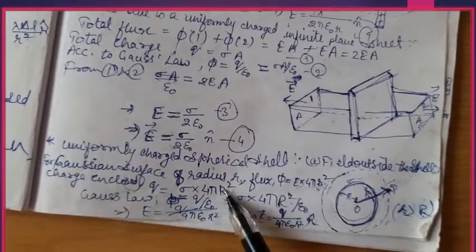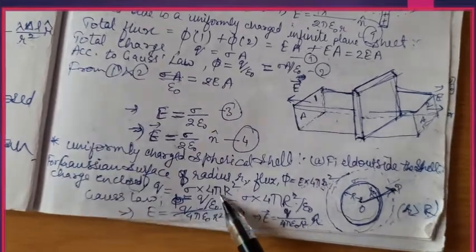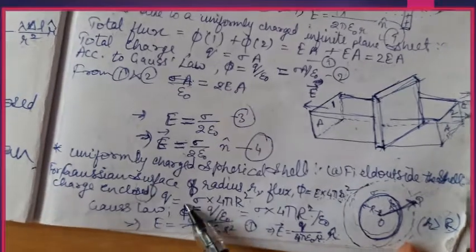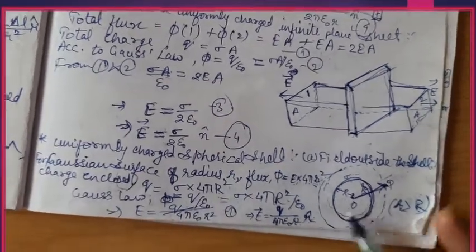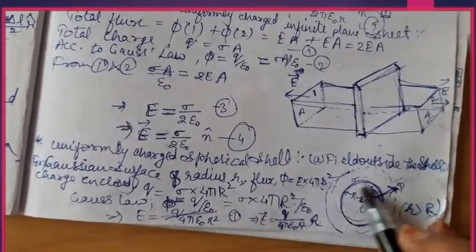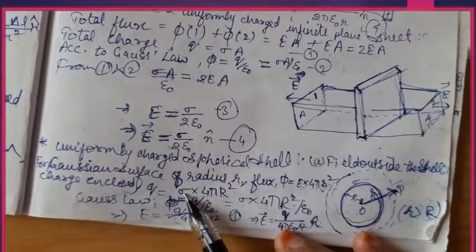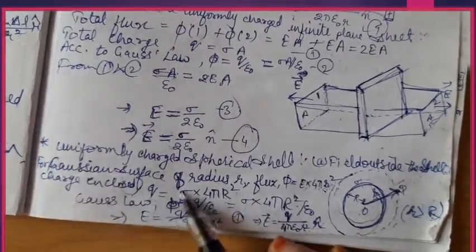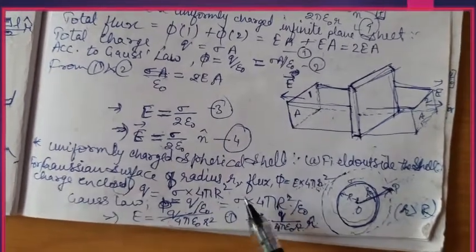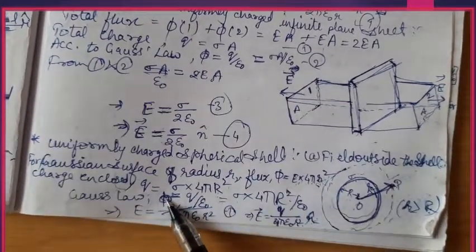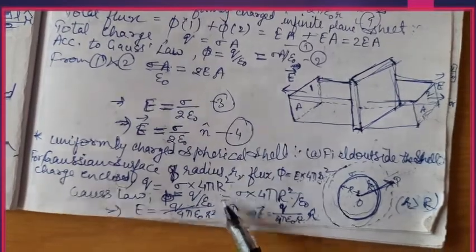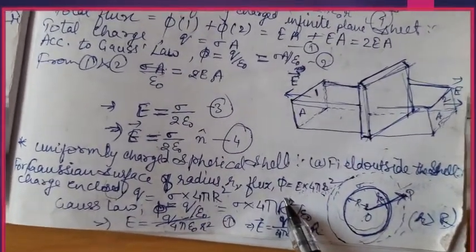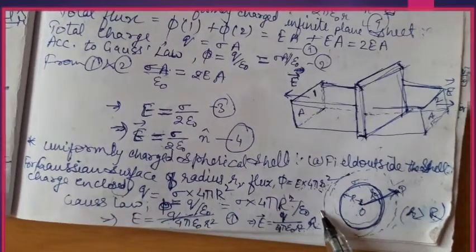So the charge enclosed by the Gaussian surface is given as sigma into 4 pi capital R square, because sigma is the surface charge density of our spherical shell and 4 pi R square is its surface area. So charge is charge density into area. That's why total charge enclosed by the Gaussian surface is sigma into 4 pi R square. Now according to Gauss law, flux is Q upon epsilon naught. We substitute the value of Q, sigma into 4 pi R square upon epsilon naught. So we get this value of flux.